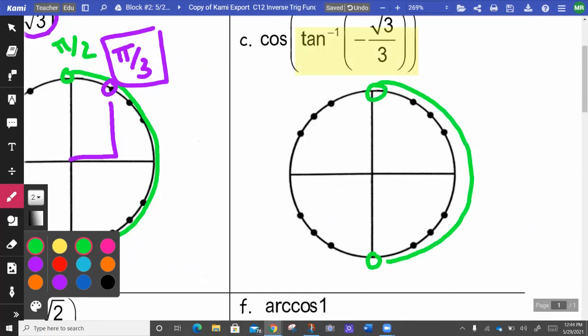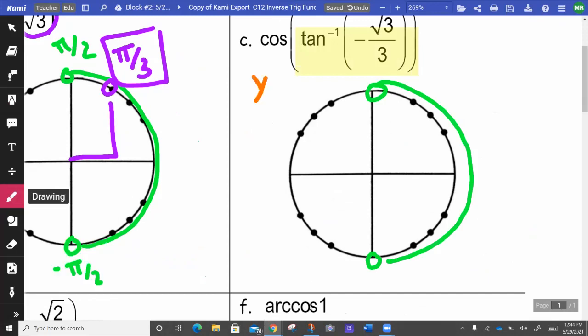And this time, again, this is y over x. I want root 3 over 3. So that means I want my root 3 halves in my denominator and my 1/2 in my numerator. So that's going to be long. And then this is a negative. I need to go down short.